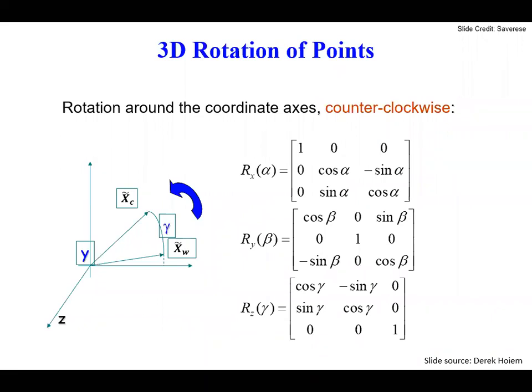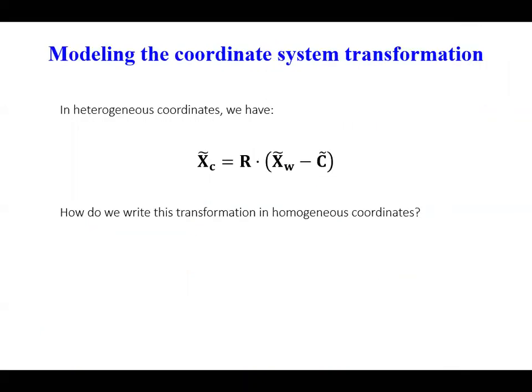Just to highlight the R, in the X direction, I might have an alpha. In the Y direction, I might have the beta. In the Z direction, I might have the gamma. And this will be the transformation in each of these directions. So when I do that in the heterogeneous coordinates, by the way, I forgot to mention that this tilde means that I am in the heterogeneous domain or non-homogeneous domain.